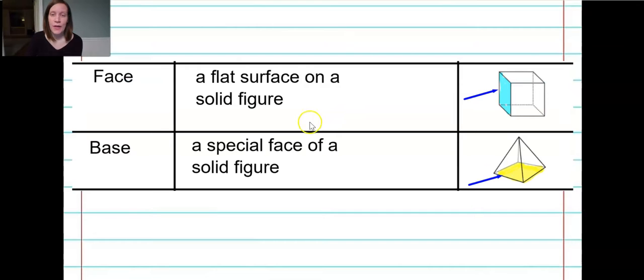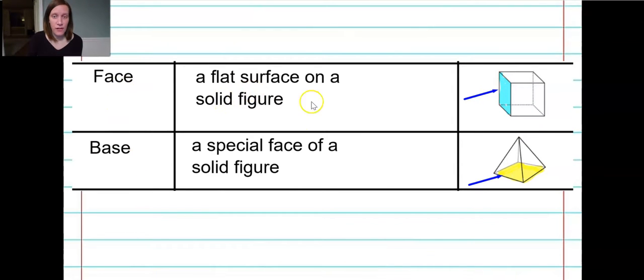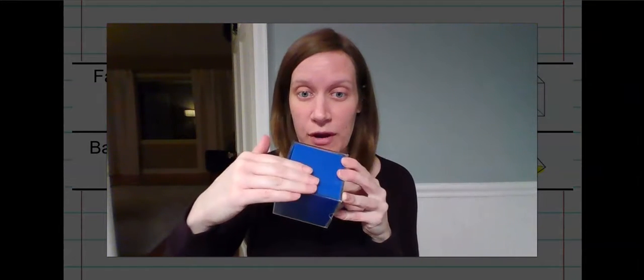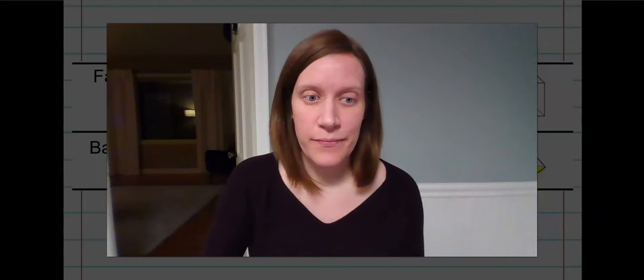Okay, before we start and before you start taking your notes, we're just going to go over a few of our vocabulary words. So a face is a flat surface on a solid figure. So on this cube, you can see I've colored in one of the faces. It could be any face on the cube. So here I have a cube. And on this cube, a face would be any of these flat squares, would be a face of this shape. Any of the sides, the flat surface on the outside.